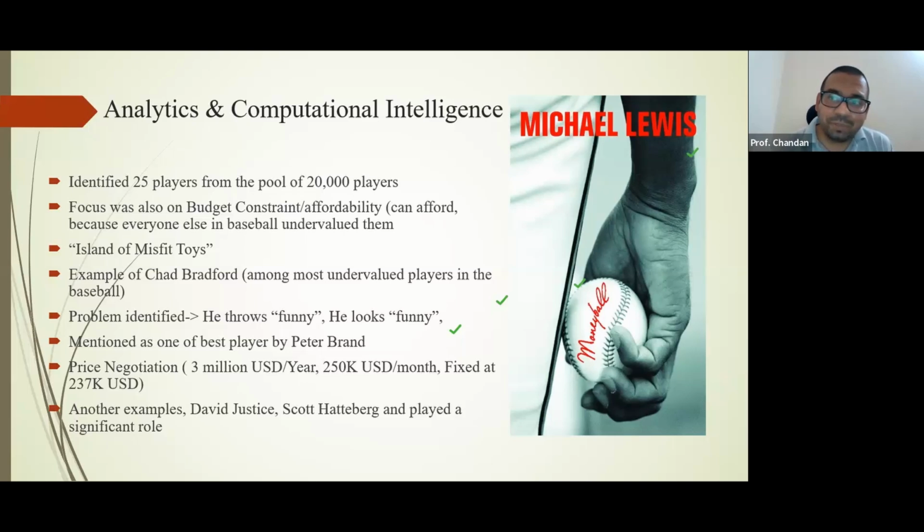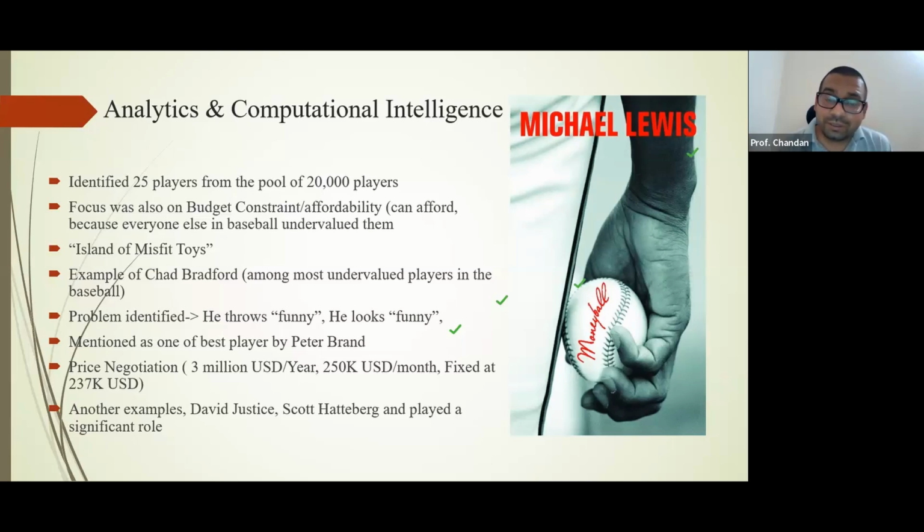So there are rich teams, there are poor teams, and then there are teams which can afford only, we can say, very cost-effective or the cheapest available options. So affordability was one of the key factors for them, because the budget constraint and these things have been highlighted in the movie.